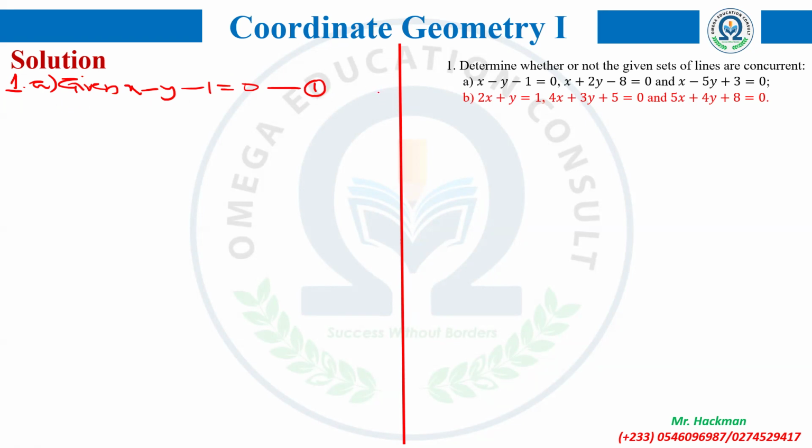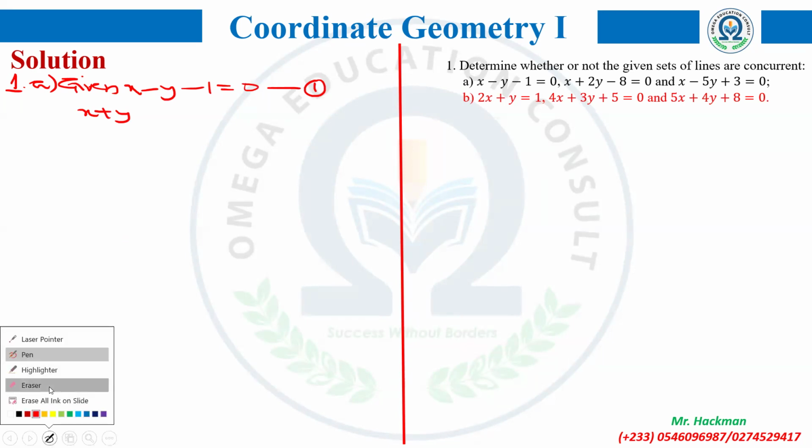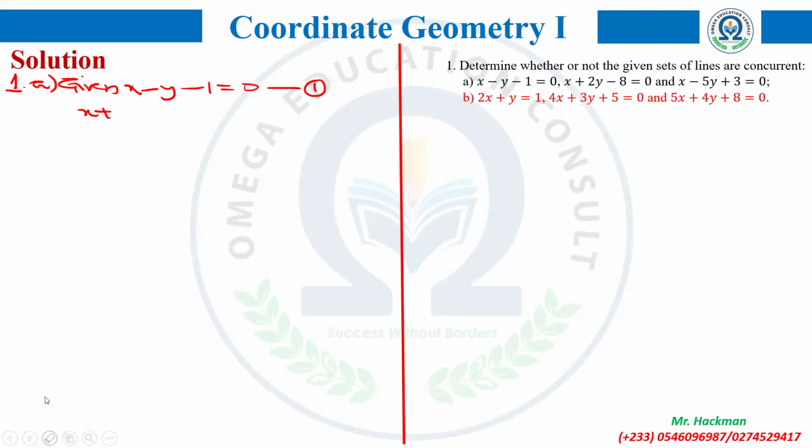Then you come to the next one. If you like, you can write a comma and continue. So the second one will be x plus 2y minus 8 is equal to 0. That becomes your second equation. And your third equation will be x minus 5y plus 3 is equal to 0. So this becomes equation 3.